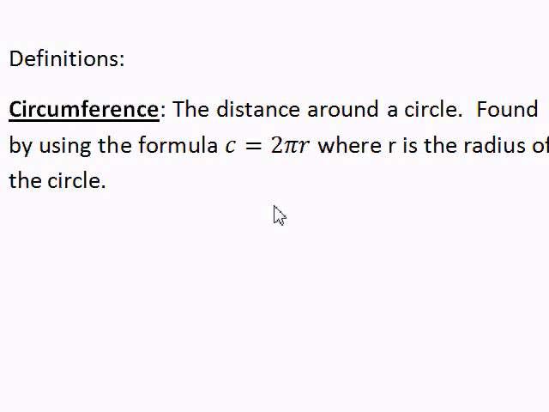That objective brings us to some important definitions, the first of which is circumference. The circumference is the distance around a circle. It's found by using the formula c equals 2 pi r, where r is the radius of the circle.